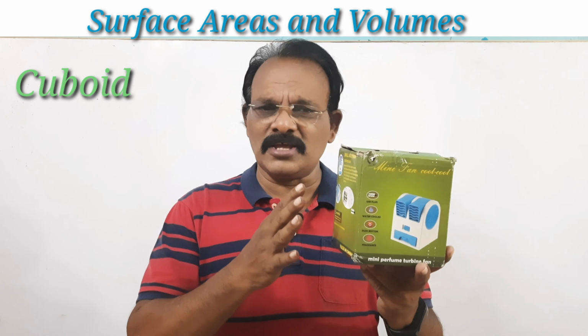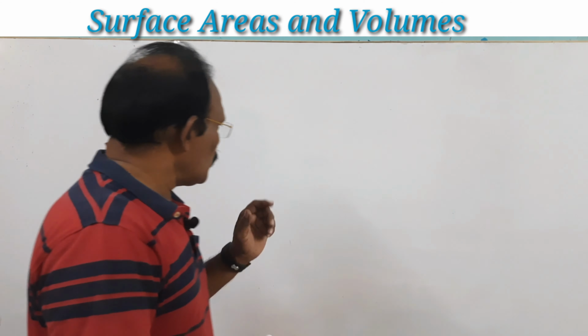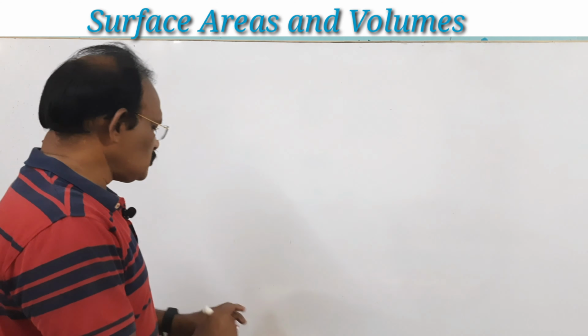And what is the total surface area? Total surface area means this part, and the upper part also, and the below part also. The lateral surface area means this and the back side. Total surface area means these four sides plus the above one and the below one. Now this is the difference between cube and cuboid. Now we will find out some formulas.